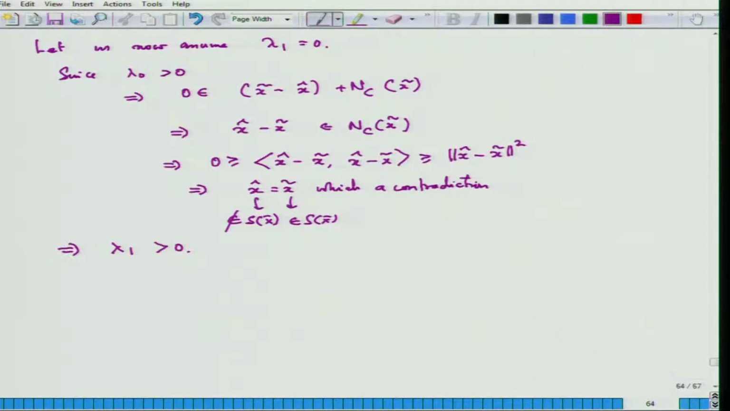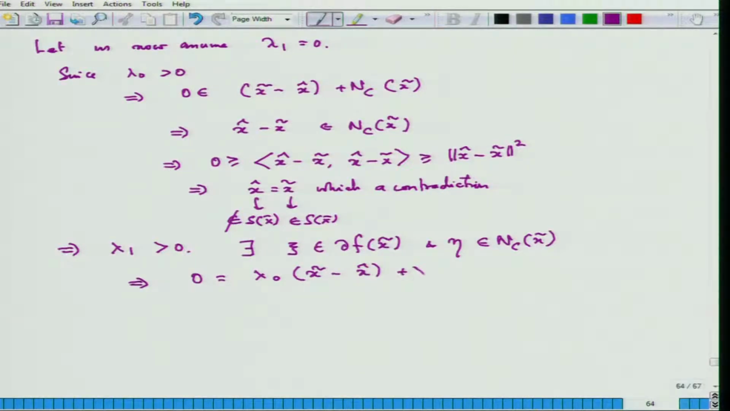That is great. So, what happens? There exists a xi element of the subdifferential of f at x tilde and eta element of N_C(x tilde) by your first optimality condition. It would imply that 0 must be equal to lambda naught (x tilde minus x hat) plus lambda 1 xi plus eta. Now, what we have said is that since f(x tilde) is equal to f(x bar), that is what we have got, because lambda 1 is now strictly bigger than 0.